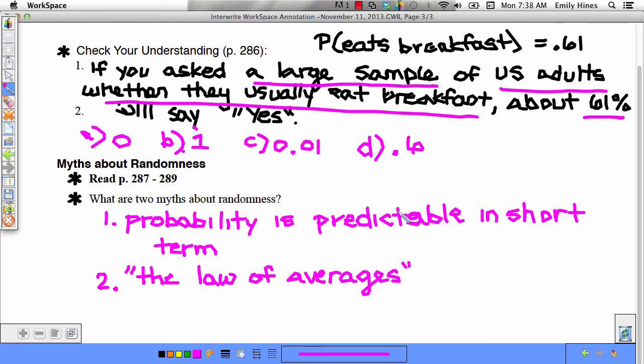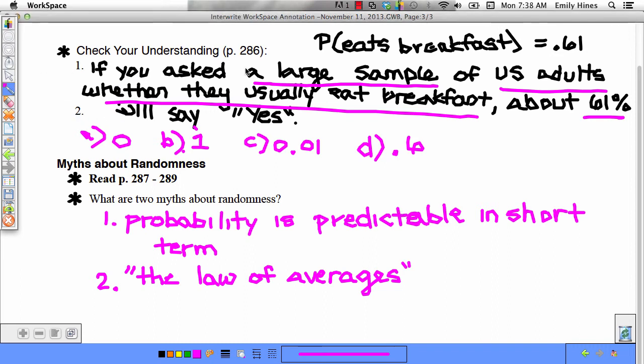Just because it's a 50-50 chance doesn't mean that after I've had 7 girls, I'm gonna have a boy. The chance is just as likely to have another girl as it is to have a boy, because probability is the same in the short term. It doesn't matter what has happened, my chances are still the same. And actually, this couple had another girl. So do not be fooled by the law of averages.